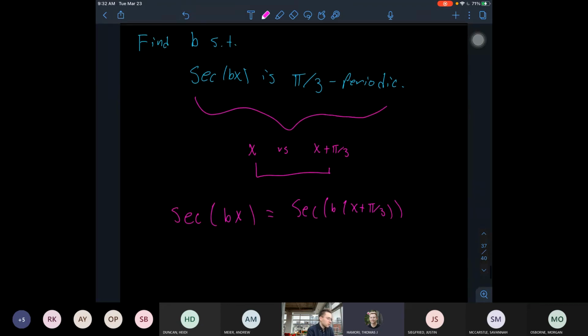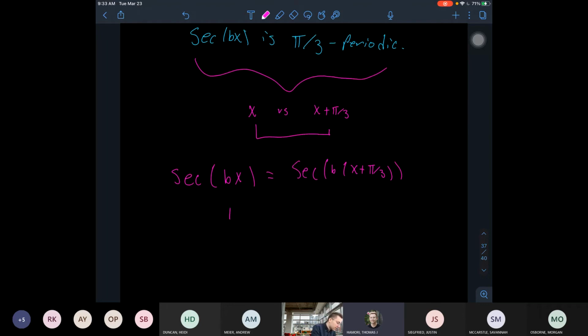And, you know, personally, I find it sometimes a little bit daunting to work with the secant function. So rather than working with the secant function, I'd rather work with what the secant function is defined by, which is cosine. So I'm going to rewrite this and write 1 over cosine of bx should be equal to 1 over cosine of b times x plus pi over 3.